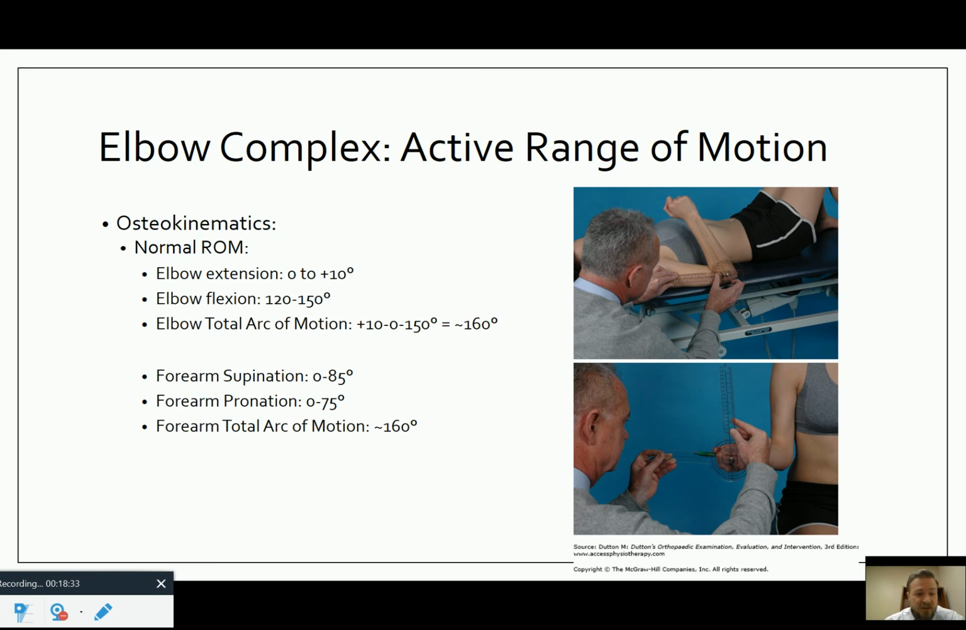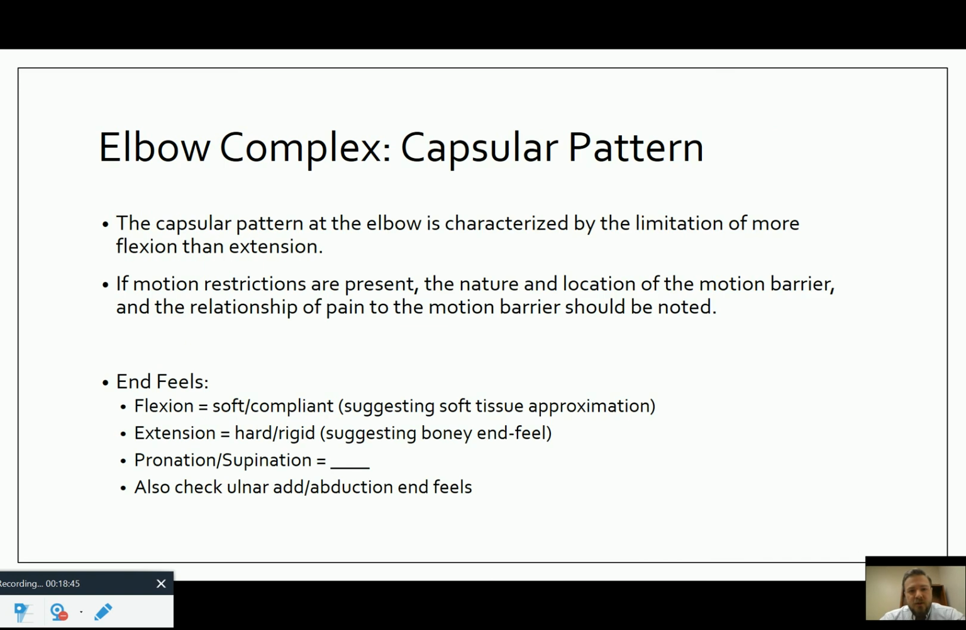Again, we look at this in the supination and pronation. You can see the numbers there, again, for approximately about 160 degrees of motion into pronation and supination, the transverse plane. Your elbow complex, we'll look at the capsular pattern here, or like joint capsule, right? The capsular pattern at the elbow is characterized by the limitation of more flexion than extension. So typically people can give extension back better than they can get flexion back. We don't really know why that is, except the capsular pattern tightens in a particular way, which limits those motions. So more limitations in flexion than extension.